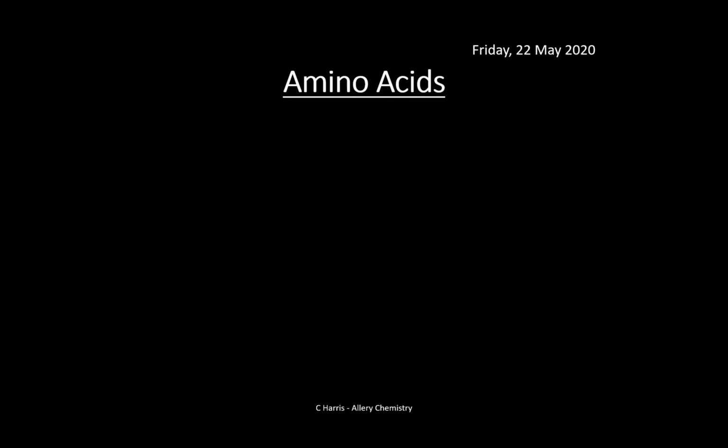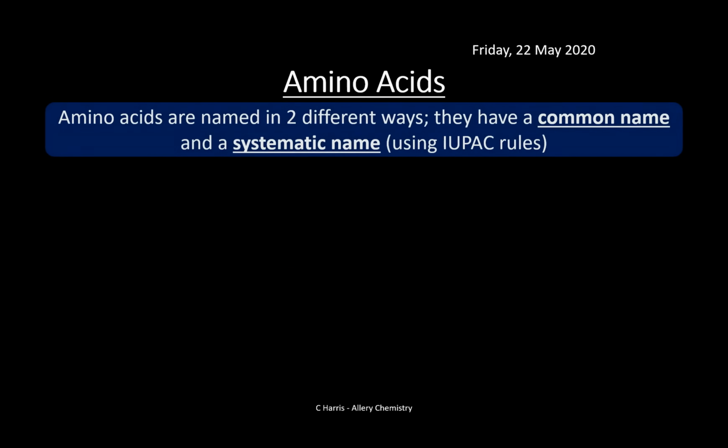Okay, so amino acids are actually named in two different ways. They have a common name and they have a systematic name, and this is using the IUPAC rules that you are fully familiar with from naming other molecules. So you'll see it named too, but what we need to be able to do, the exam board is expecting you to name it using the IUPAC rules as well.